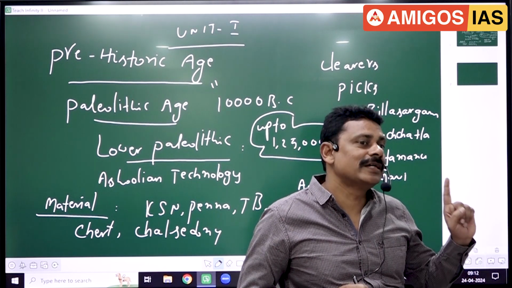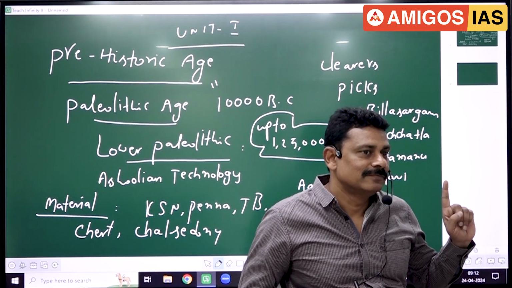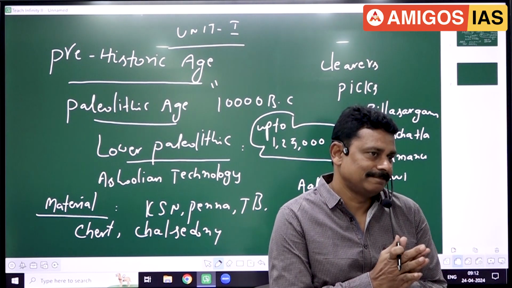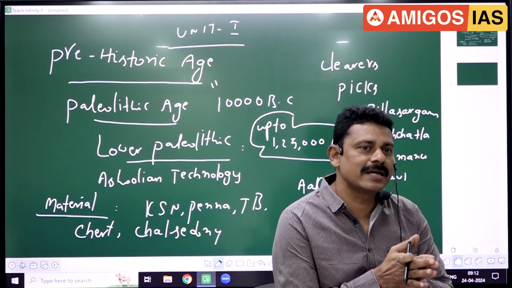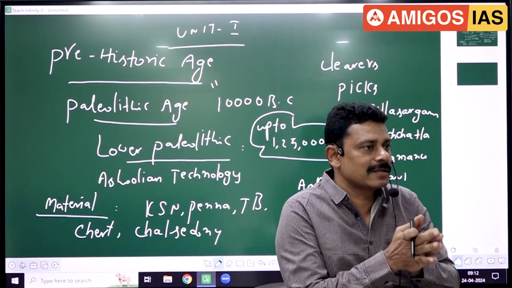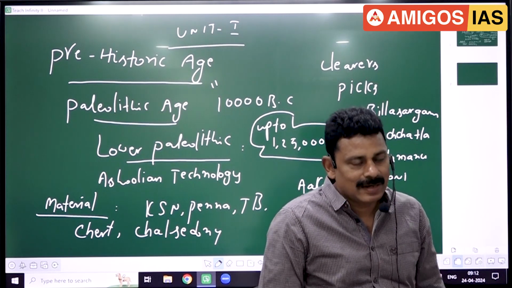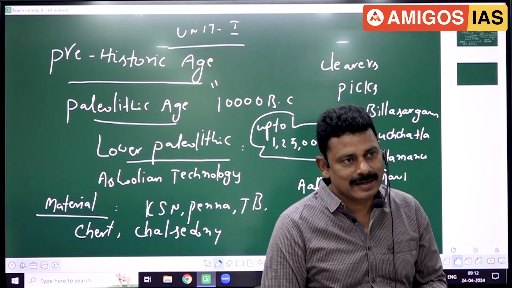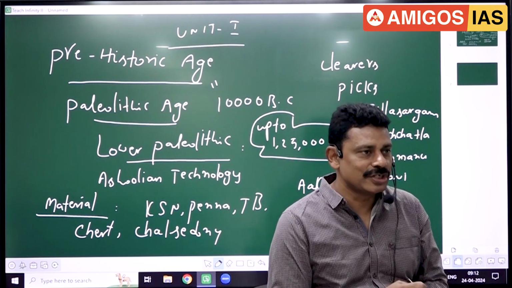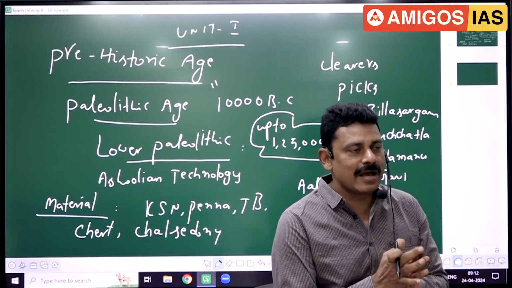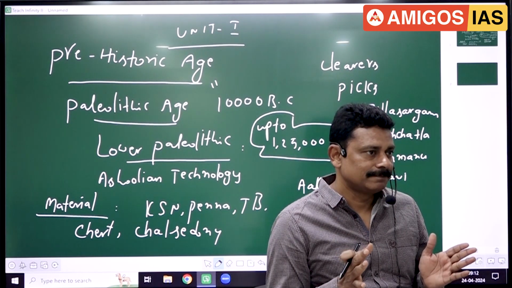You have to refer to the geologists here. Geologists have studied the history of the earth. While studying it, they have divided the total history of the earth into two major parts, just like archaeologists have divided history into prehistory and the historical age. They have their own division. Geologists have their own division.